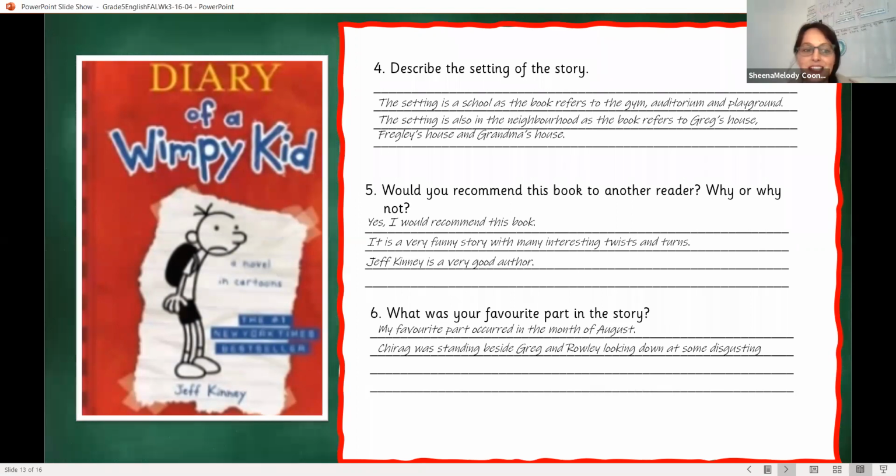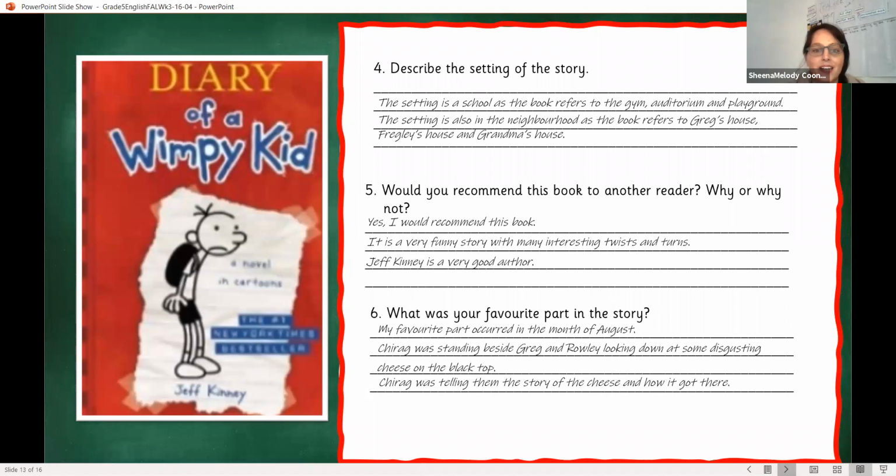Okay, so Chirag was standing beside Greg and Riley was looking down at some disgusting cheese. Yes, and they talk about the black top. Very good. That's it. Okay, so Chirag was telling them the story of the cheese and how it got there. Now, we don't know the whole story because we have to actually go and read the book. And that is what's important with a book report. You don't give it away. Just give them a little bit to taste so that they want to read the book.